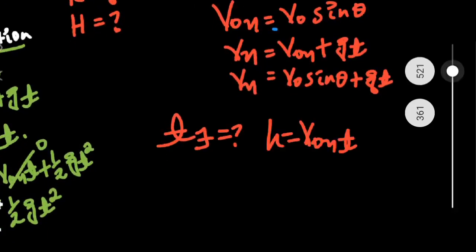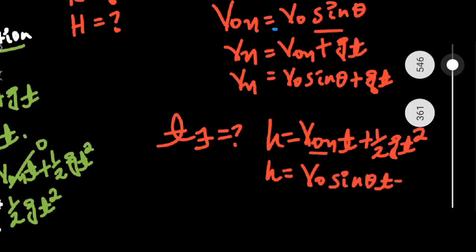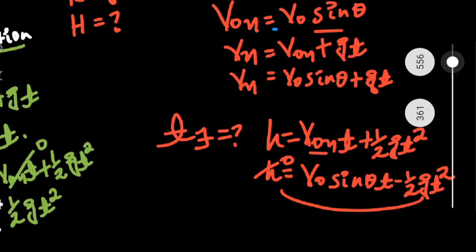Height is equal to initial vertical velocity times time plus 1 over 2 gt squared. The initial vertical velocity means v naught sin theta, so height is v naught sin theta times t plus or minus 1 over 2 gt squared. Then at maximum height, or when the launching point and the turning point of a projectile are on the same horizontal level, the vertical displacement becomes 0, and then 1 over 2 gt squared is moved to the other side.